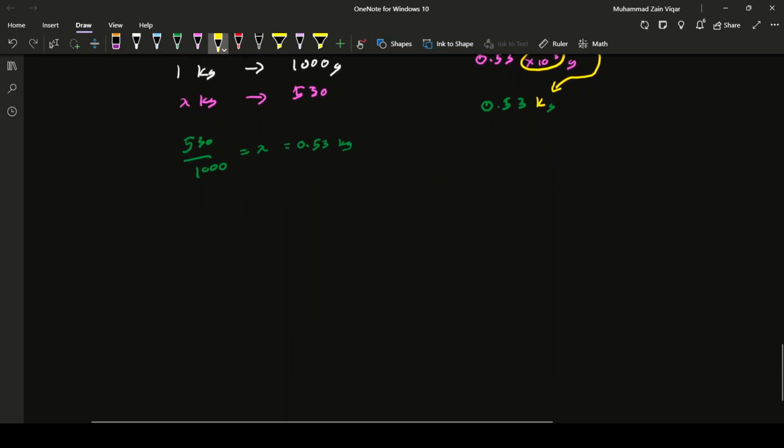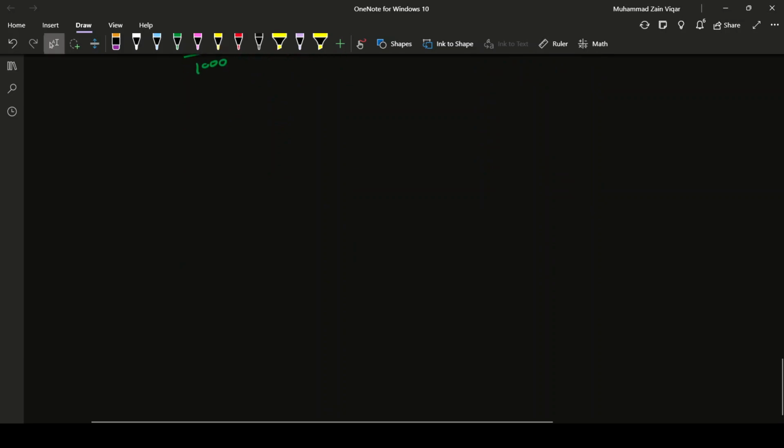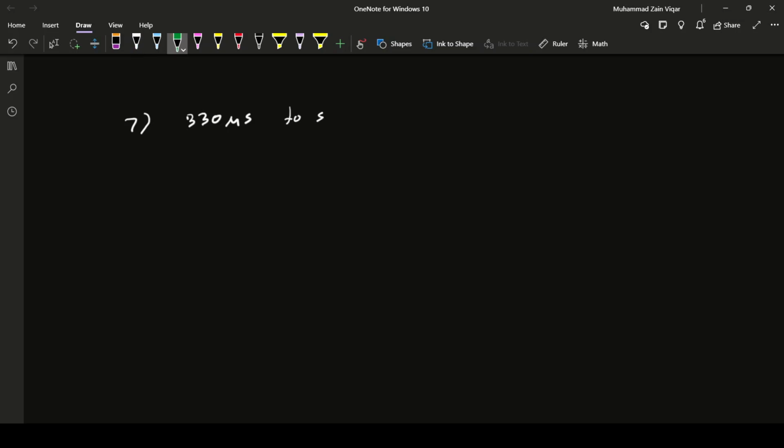And one last conversion would be, if I had to convert, let's say, 330 microseconds to seconds, how would I do that? I would simply replace this with the symbol, and obviously we've done this step many times. So 330 times 10 to the power -6. This -6 was the symbol of micro. So micro was replaced with times 10 to the power -6 seconds.